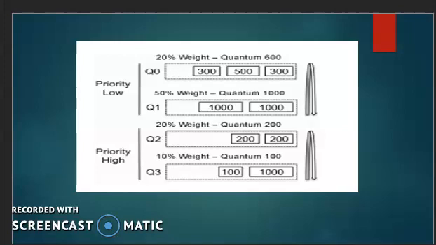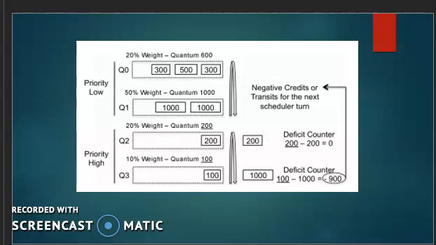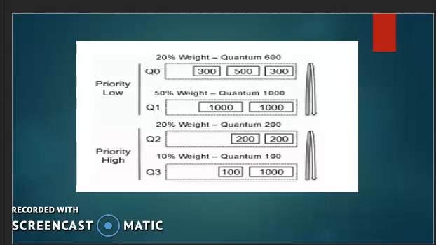And in this figure we can see the solution to the problem in the last figure. In this case we apply priority-based weighted round robin. For this algorithm, we use the priority, the weight, the quantum, and the deficit counter. We explain it with an example in this figure.